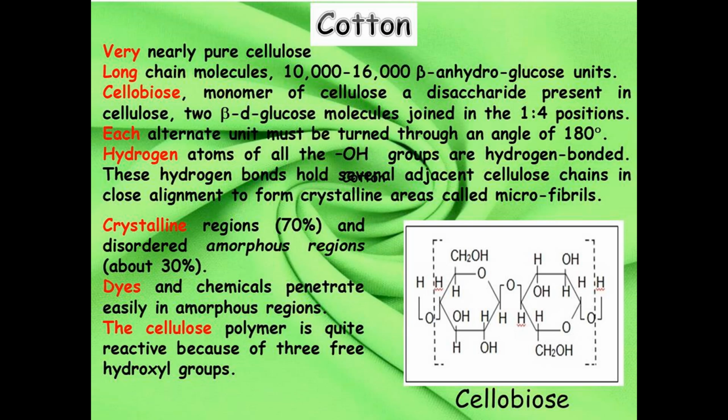These hydrogen bonds hold several adjacent cellulose chains in close alignment to form crystalline areas called microfibrils. Cotton contains about 70% crystalline region and about 30% disordered amorphous regions. Dyes and chemicals penetrate easily in the amorphous region, while crystalline regions are difficult to penetrate. Cellulose polymer is quite reactive because of these 3 free hydroxyl groups.